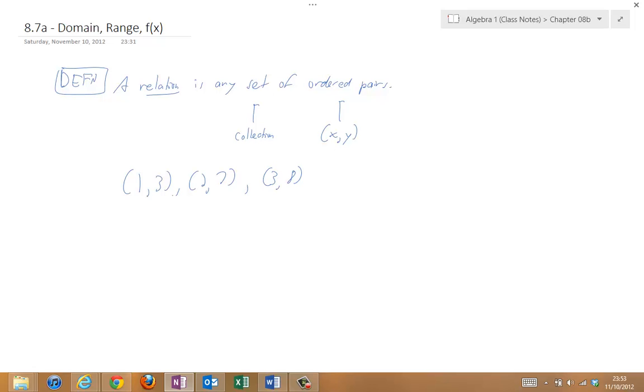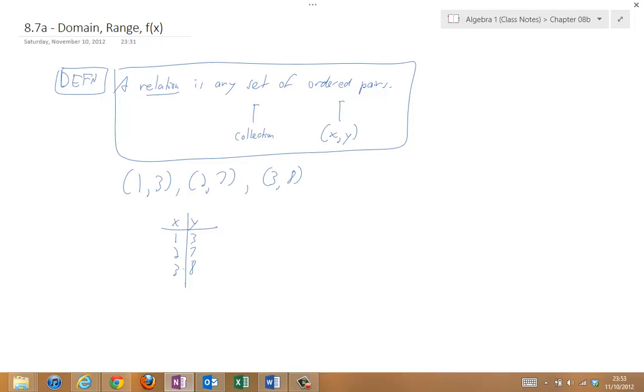For some reason, there is now meaning between the numbers 1 and 3. There's meaning between the numbers 2 and 7 and 3 and 8. I've created that meaning because I made up these ordered pairs. I can also represent this relation in another way. I could do it by t-chart. I could say, here's x, y, and let's list them off: 1, 3, 2, 7, 3, 8.